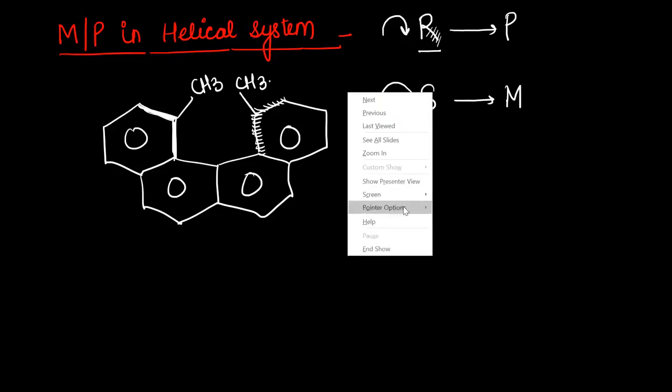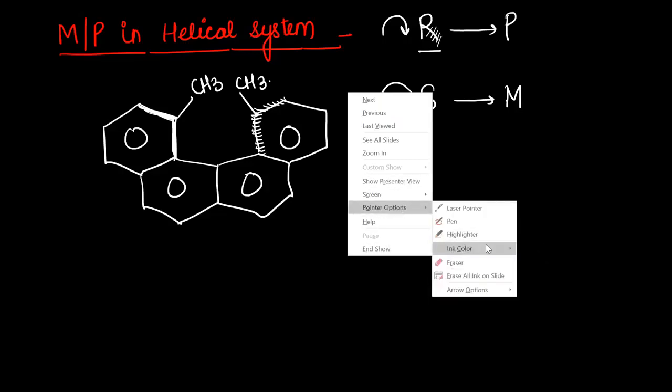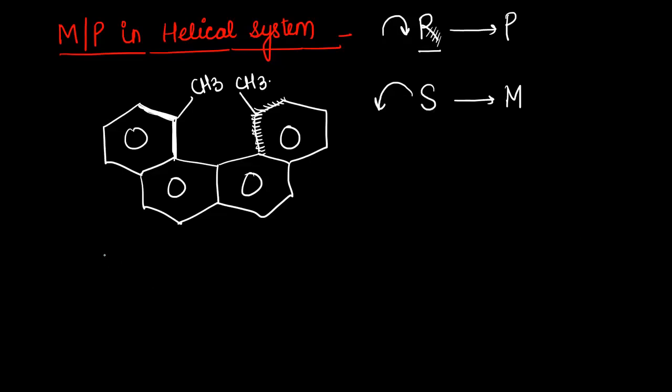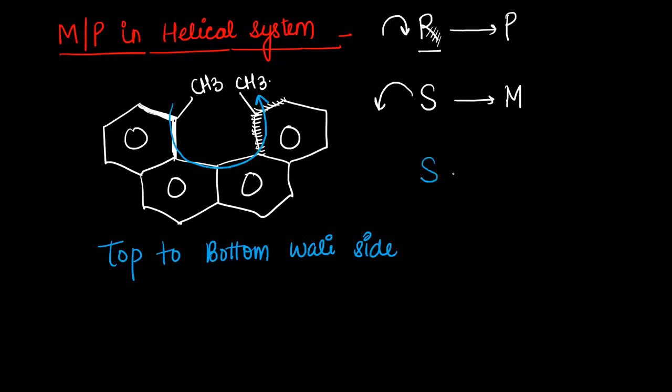So what are the rules for finding out this? See, it is very simple. Okay, you just have to move top to bottom side. Okay, you just have to draw an arrow top to bottom side. What is the top side? It is a solid bond. You have to move from solid to bottom side. So whenever I am moving from top to bottom side, my arrow is going anticlockwise. So it should be S. So my configuration is M in this system. Okay, in this system my configuration is M.